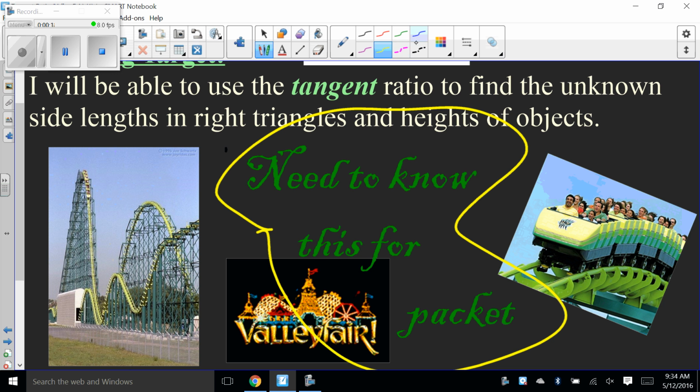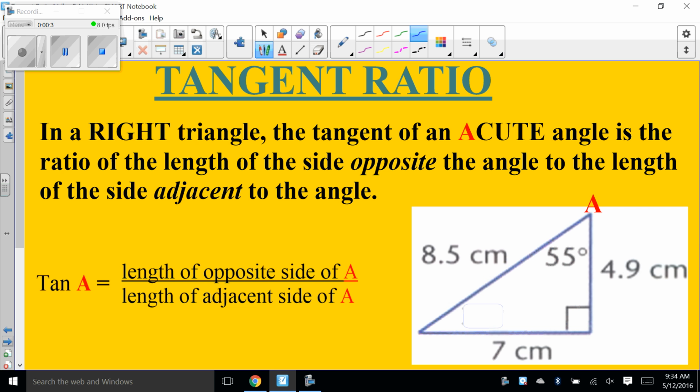So we're going to talk about how you calculate the height of the Wild Thing without actually climbing the Wild Thing, things like that. We're going to use a little bit more high school math called trigonometry to do it. It's not really an 8th grade math standard, but you do need it for your work tomorrow.